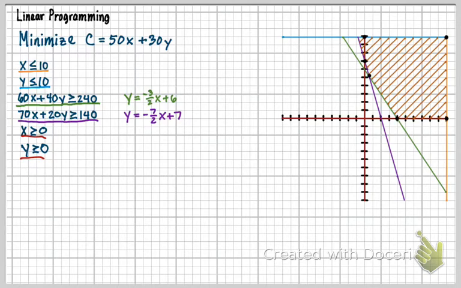So that gives us 1, 2, 3, 4, 5, 6 points to find here. Now there's going to be a handful of these that are pretty easy to find, like this one here is 10, 10. And this one here is 0, 10. And I'm just going to find all the easy ones now. So this one here is going to be 10, 0.